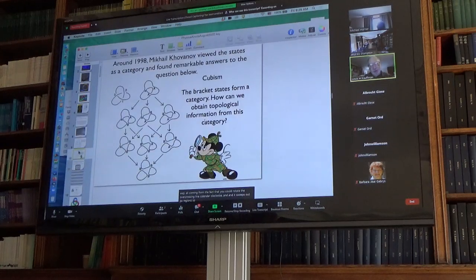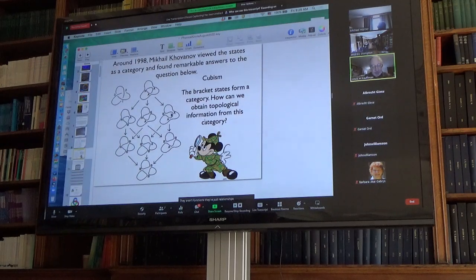So Khovanov said, oh, arrows between them, arrows to show you the ordering from one to the other, and then it forms a category. The category is simply a structure with objects, and these are the objects, these states, and arrows that go from one object to another. They aren't functions, they're just relationships.